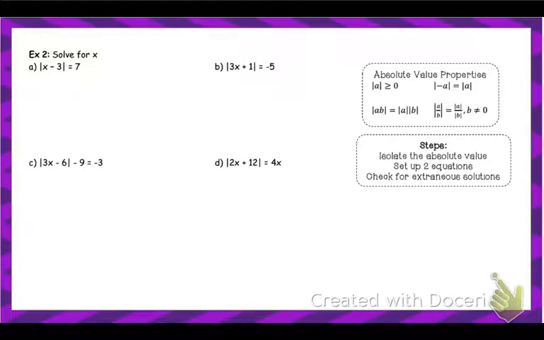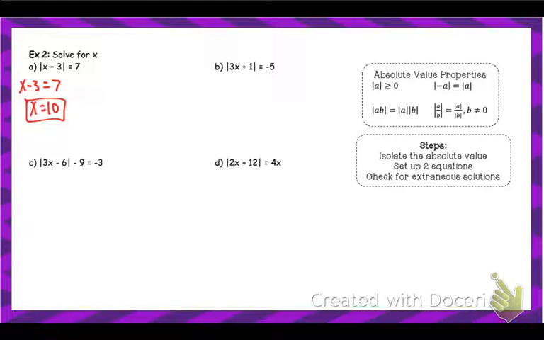So let's look at this first one. Absolute value of x minus 3 equals 7. Well, that means that x minus 3 equals 7 is going to be one of our equations. So x equals 10 is one of our answers. What's also true, though, is that negative 7 can equal 7. Now, there's two different ways that you could write this out. Which way you choose is completely up to you.